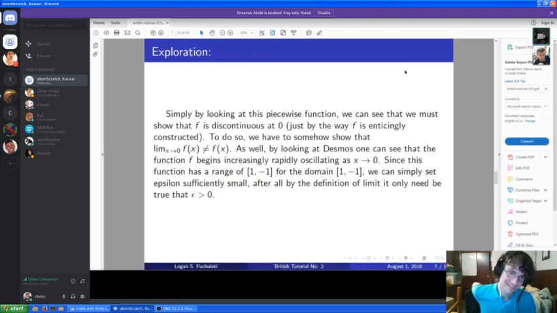To somehow show that the limit of f of x as x approaches 0 is not equal to f of 0. Wait, you mean f is 0 on the right side, right? Ah, yes.